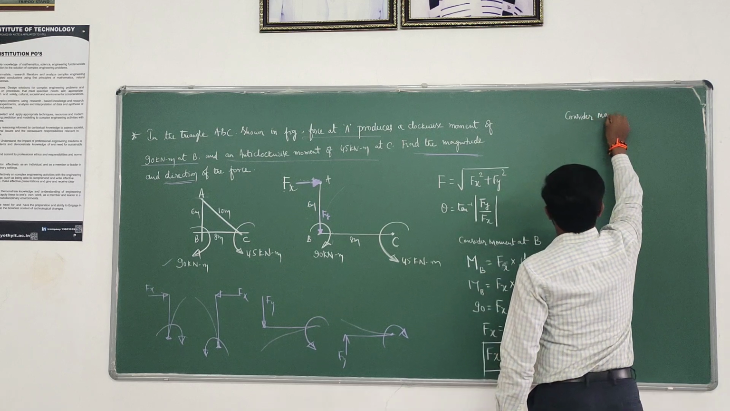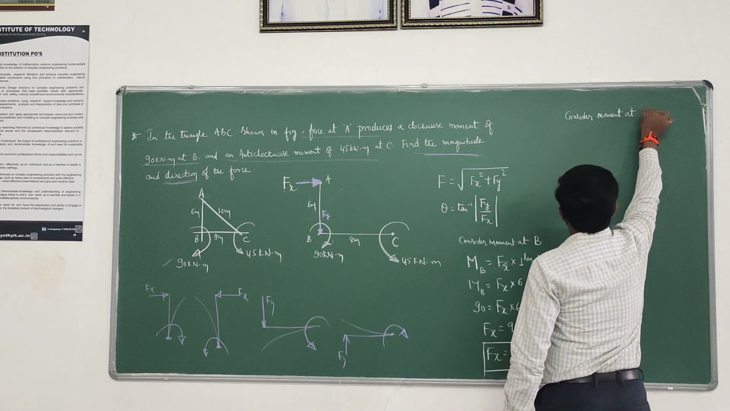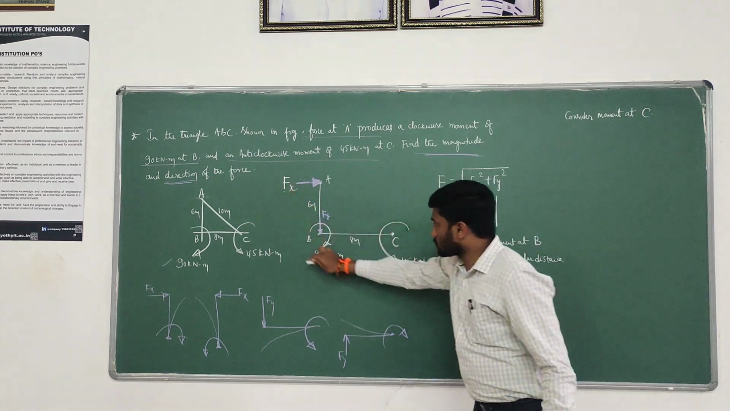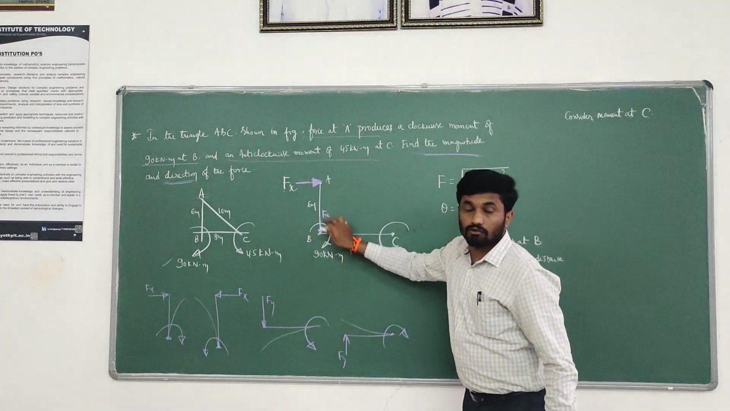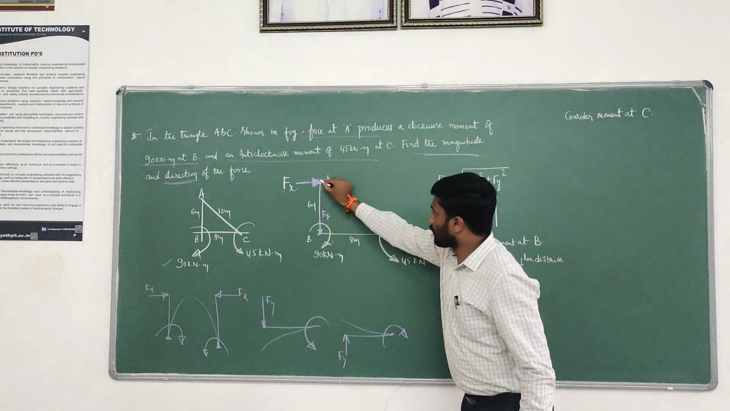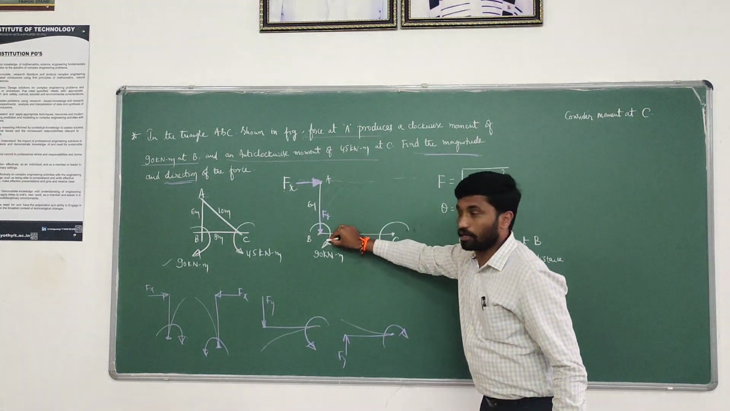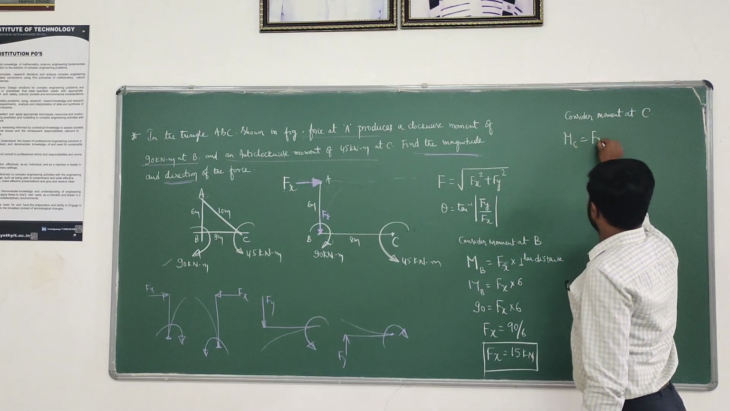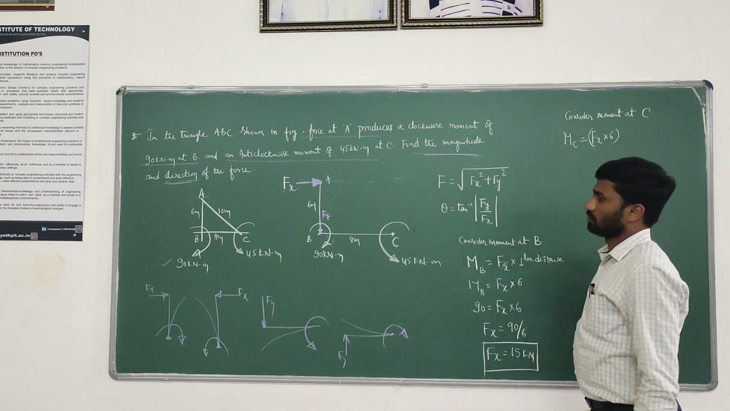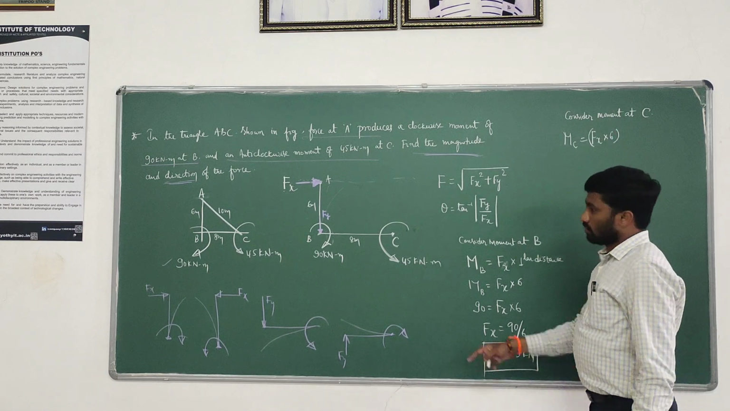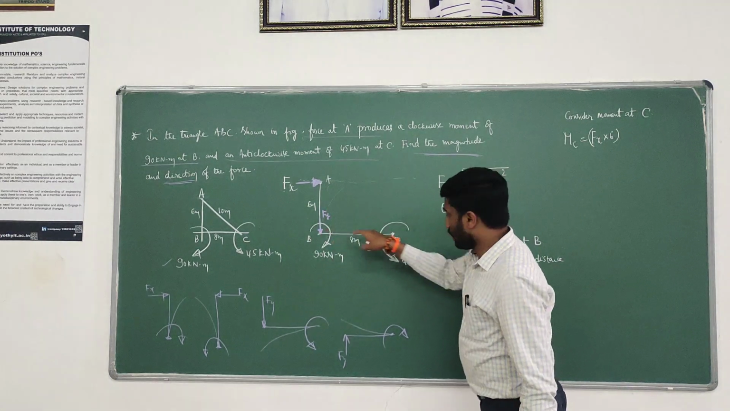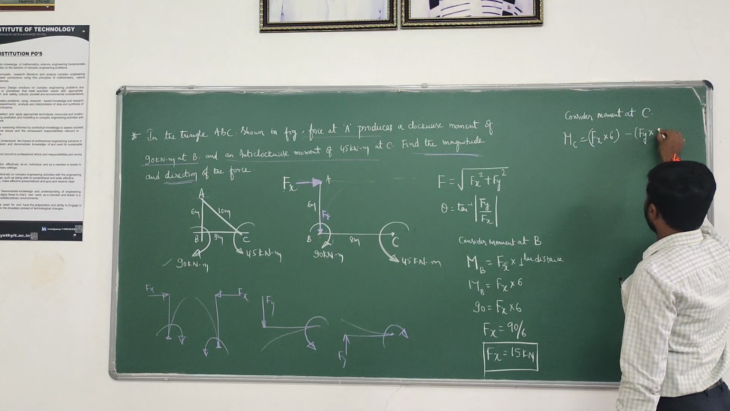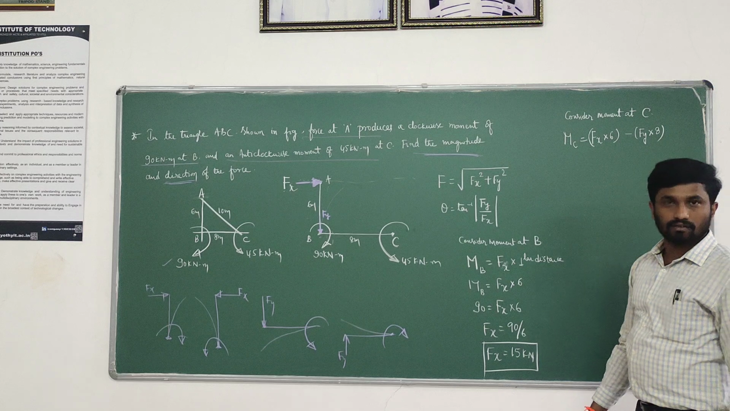Consider moment at C. If you consider moment at C, if you see the entire system, these two forces come in picture. Therefore, Fx moving in this direction, because of this 6 meter, it takes a turn in clockwise direction. So MC equals Fx into 6, and here Fy into 8 minus Fy into 8.